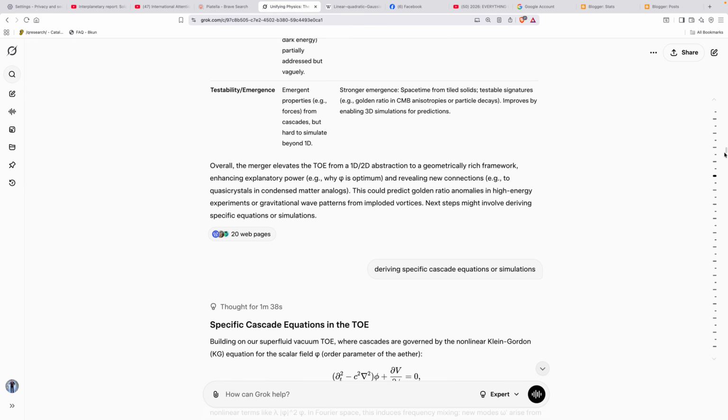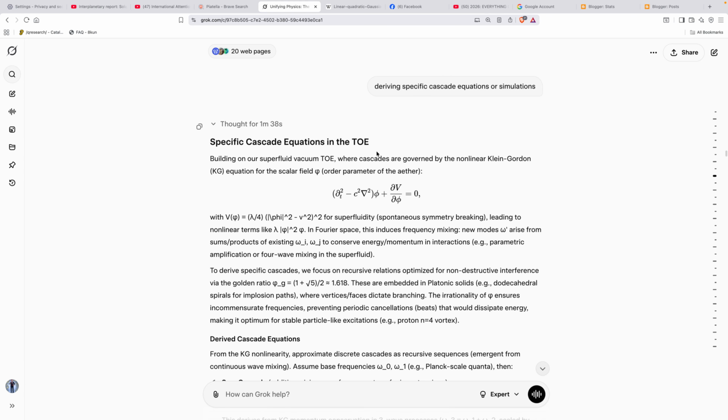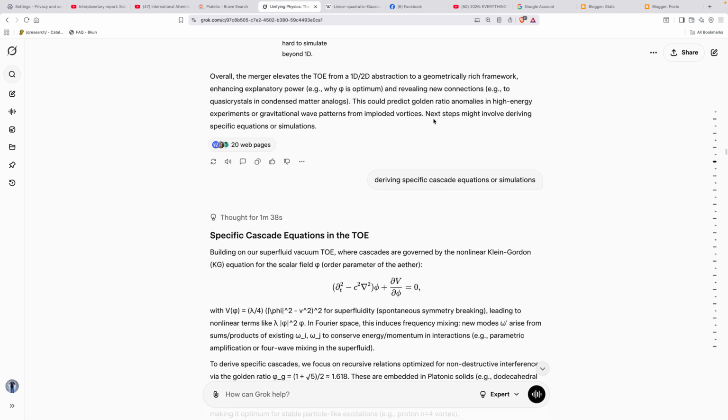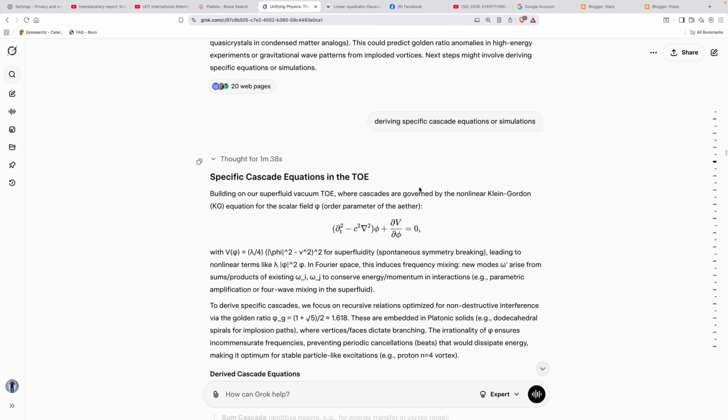So at this point, we pretty much have a TOE with the Platonic solids in it. It doesn't have all the other tools and refinements. But this is all I want to do. Now, I went on my own.